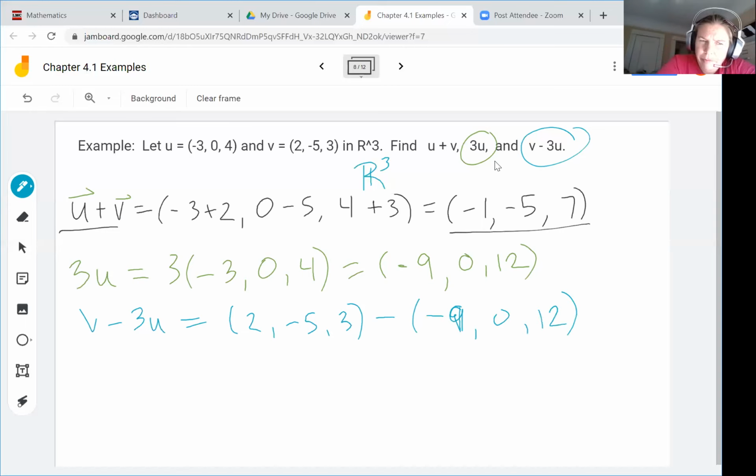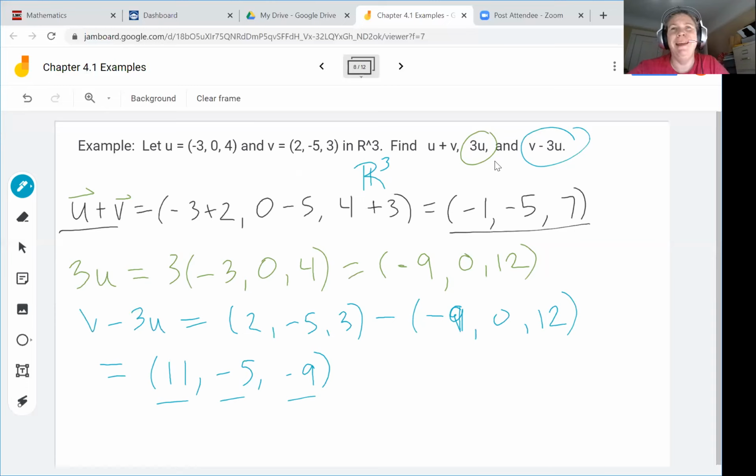Okay, so this is going to become 2 plus 9, so I believe I'll get 11 in my first component. Then -5 minus 0 stays -5. And 3 minus 12 should give me -9. So my components are 11, -5, and -9 for the calculation v minus 3u. You can see in 2 or 3 dimensions, the vector operations are pretty straightforward to do by hand.